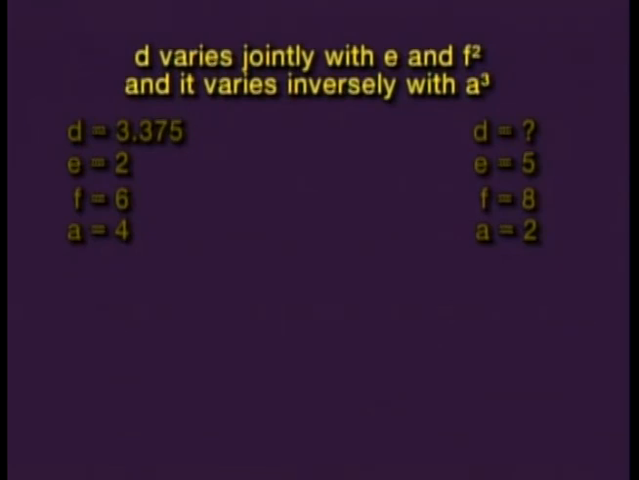First, we'll write a general formula. Since we have inverse variation, we know the formula will have a denominator. Everything with which D varies inversely goes in the denominator. That's A cubed. Everything with which D varies jointly goes in the numerator. That's E times F squared. What about K? The constant of variation goes in the numerator. This is the general formula.